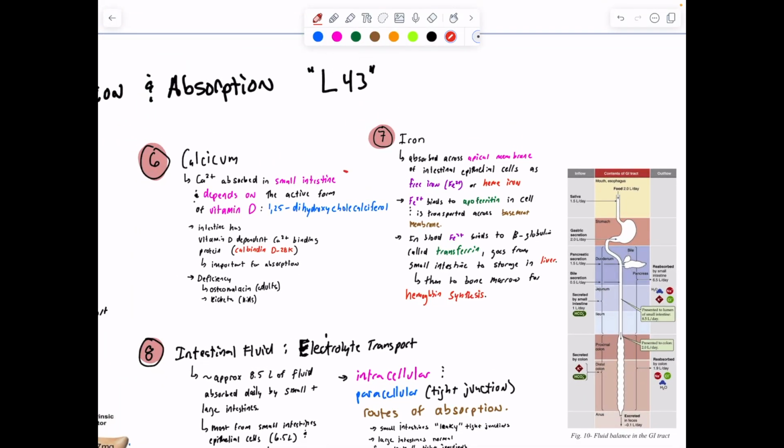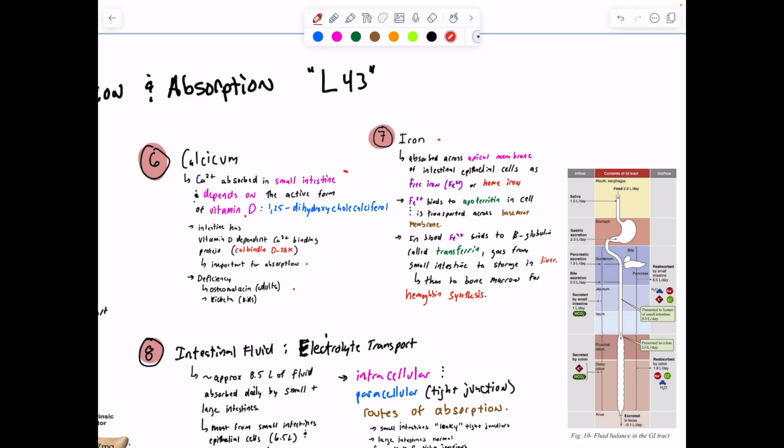Calcium is absorbed in the small intestine and depends on vitamin D, the active form, which is 1,25-dihydroxycholecalciferol. The intestine has a vitamin D dependent calcium binding protein called calbindin D28K. It's important for absorption. Deficiency of calcium will result in osteomalacia and rickets in adults and kids, respectively. But calcium absorption in the small intestine depends on vitamin D.